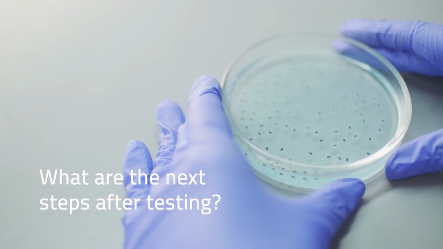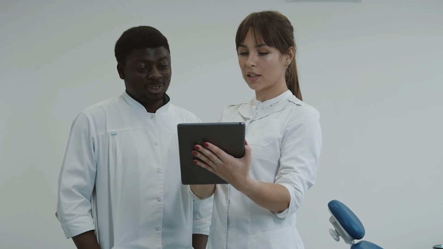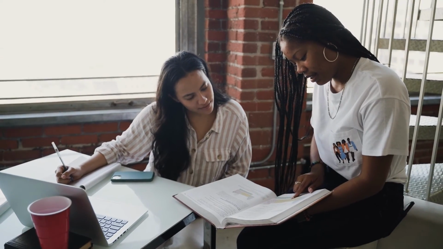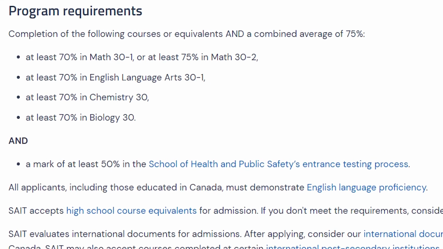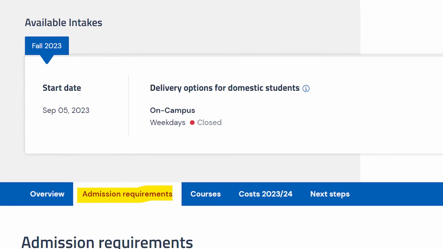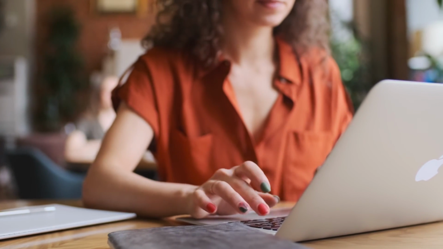Since your entrance test scores are sent to the programs you're interested in, all you need to worry about is completing your application. Before applying through Apply Alberta, make sure you meet all the minimum program requirements located under the Admission Requirements tab of the program website. You will also need to submit your transcripts and any other requested documents.